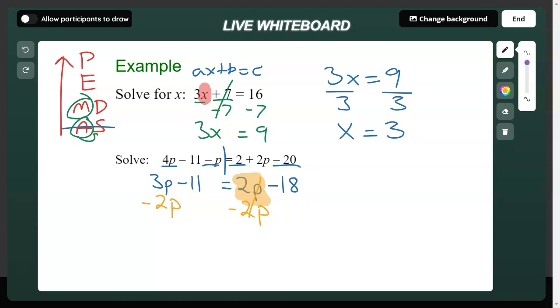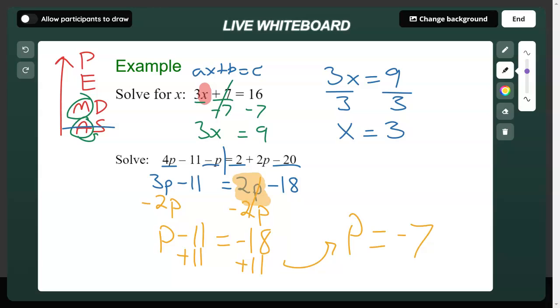That gives me 0, and then this gives me p minus 11 equals negative 18. So now I'm down to that one variable. And my last step is going to be what? Add 11 to both sides. So if I add 11, I get p equals negative 7. All right. Now, we found these solutions. Yay! Good for us. I got p equals negative 7 and x equals 3.